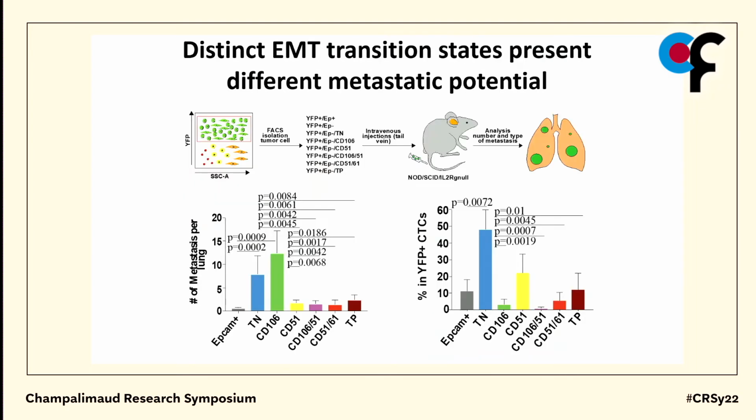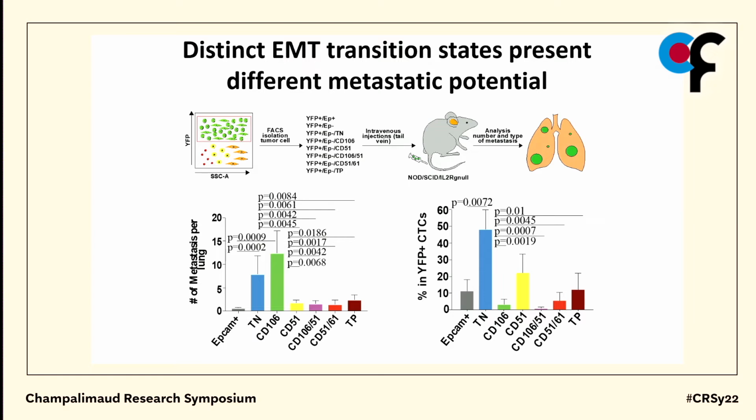So when we test the metastatic potential of these different fractions, here's where the big surprise arises. The most metastatic cells were not at all the most mesenchymal population, the triple positive population, but were the triple negative and the CD106 population, the most early hybrid population that we found in this tumor. And so that indicates that a dual expression program of EMT and epithelial state is important for metastatic colonization and seeding.